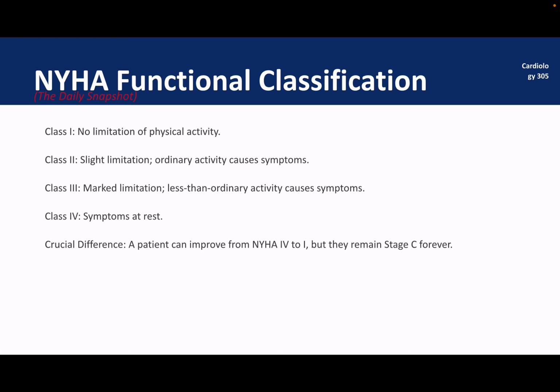NYHA functional classification, the daily snapshot. NYHA is the daily functional snapshot, how the patient feels right now. Class 1, the patient has no limitation. Class 2, slight limitation, ordinary activity causes symptoms. Class 3, marked limitation, less than ordinary activity causes symptoms. Class 4, symptoms at rest or with minimal activity.